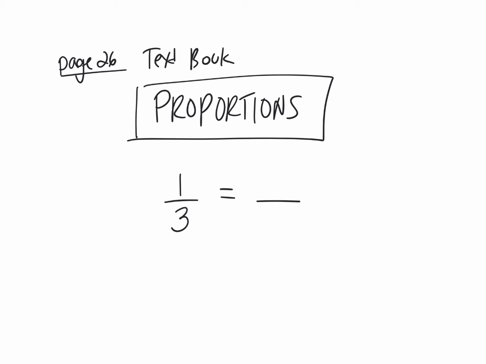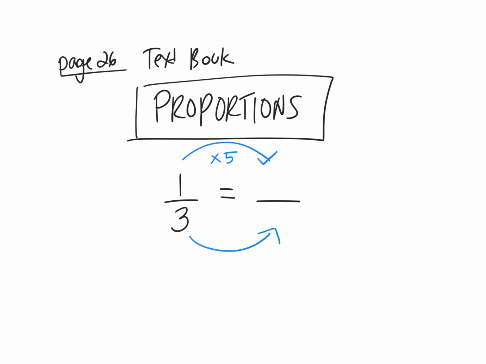In order to write a proportion, can I multiply this by 5 and then multiply this by 2? Will that show me a proportion? Is that a proportional relationship? No. Why not? I just chose a random number.